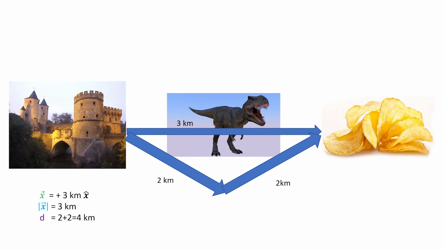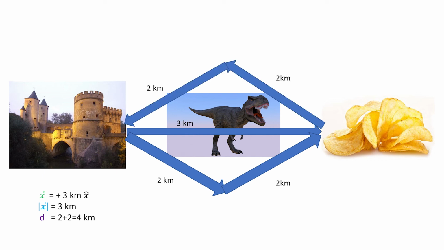Just to drive this point home, let's say that once you got your potato chips, you wanted to go back to your castle. Well, then you need to retrace your steps. In this case, you started at your home, you end at your home. The directions to do that are do nothing. So your displacement is 0. Meanwhile, the magnitude of your displacement is also 0. To stretch a rope from your house to your house requires no rope.